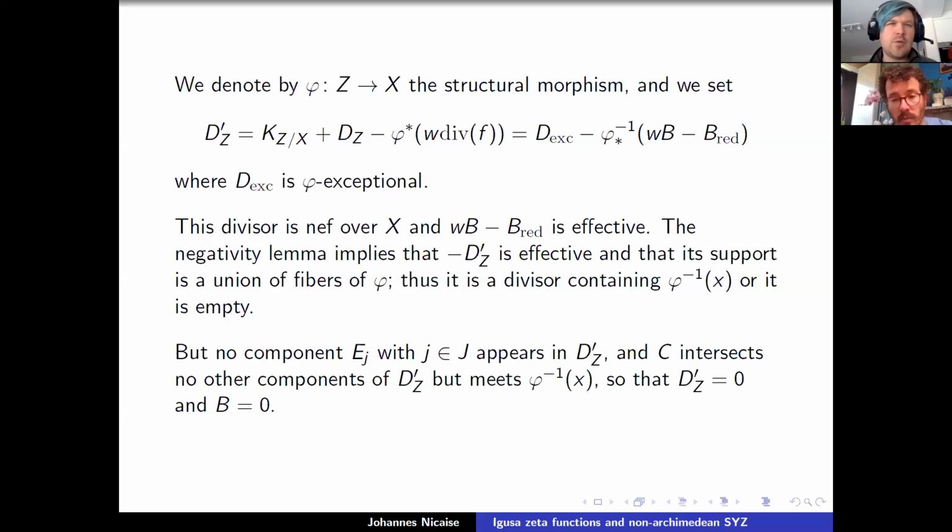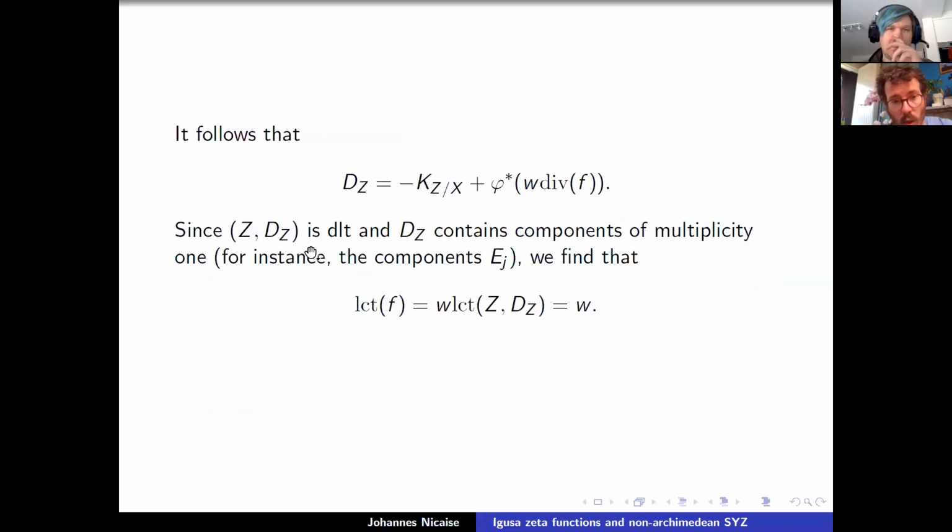And sorry, could you repeat again how you know that the log canonical threshold of D_Z is 1? Oh, by definition of DLT. One part of the definition says that this pair is log canonical. And log canonical means that the log canonical threshold of this pair must be at least 1.